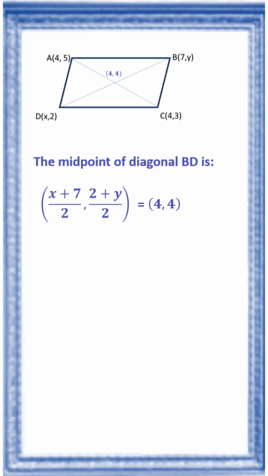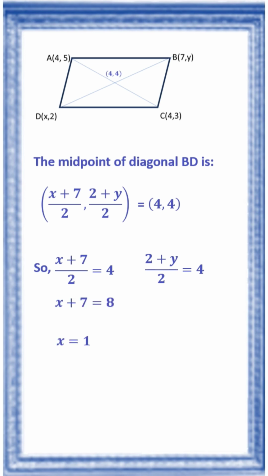Now we have already found the midpoint of diagonal AC. So (x plus 7) by 2 is 4 and (2 plus y) by 2 is equal to 4. So x plus 7 is equal to 4 into 2, 8. So x is equal to 8 minus 7, that is 1. 2 plus y is equal to 4 into 2, 8. So y is equal to 8 minus 2, that is 6. So x is equal to 1, y is equal to 6.